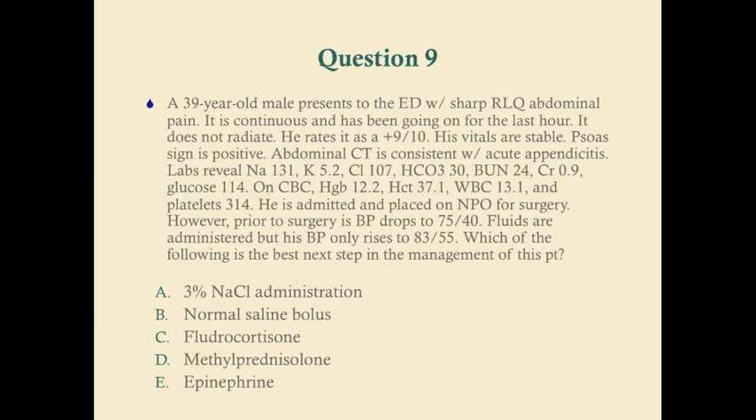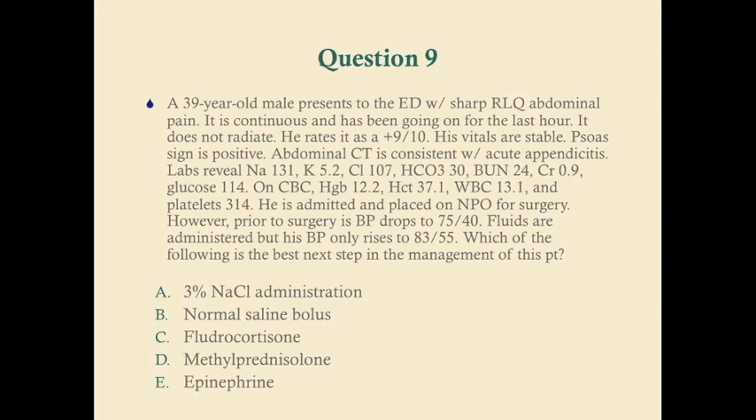Okay, a 39-year-old male presents to the ED with sharp right lower quadrant abdominal pain. It's continuous and it's been going on for the last hour. It does not radiate. He rates it as a 9 out of 10. Vitals are stable, psoas sign is positive. Abdominal CT is consistent with acute appendicitis. His labs show a sodium of 131, potassium of 5.2, chloride of 107, bicarb of 30, BUN of 24, creatinine of 0.9, and glucose of 114. On CBC, he's got a hemoglobin of 12.2 with a hematocrit of 37.1. White blood cells are at 13.1, and his platelets are 314. He's admitted and placed on NPO for surgery.